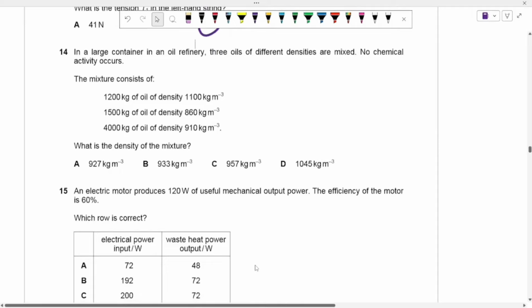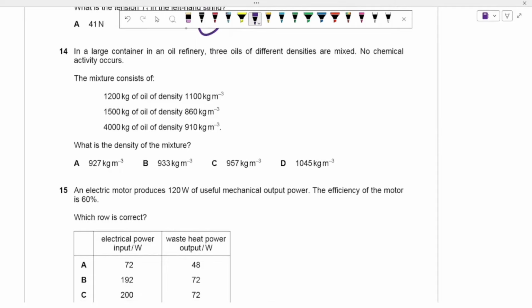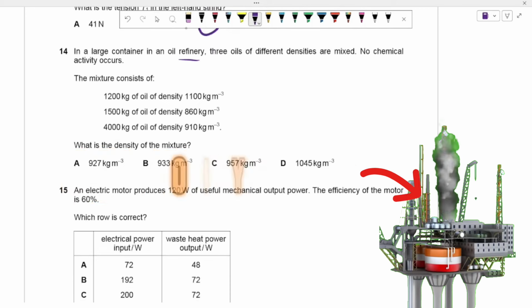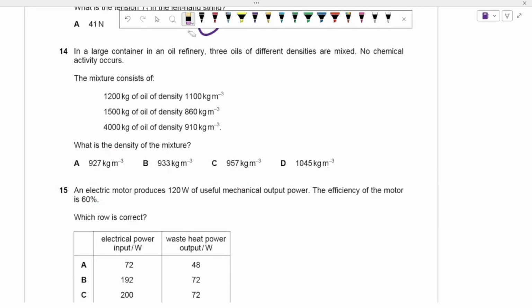Question 14. We're given a large container in an oil refinery. So we've gone to an oil refinery and we're mixing oils, and we've been told that 3 oils with different densities are mixed. No chemical reaction occurs. Come on, we would have been in a chemistry lesson now. So the mixture consists of this, guys. What is the density of the mixture?